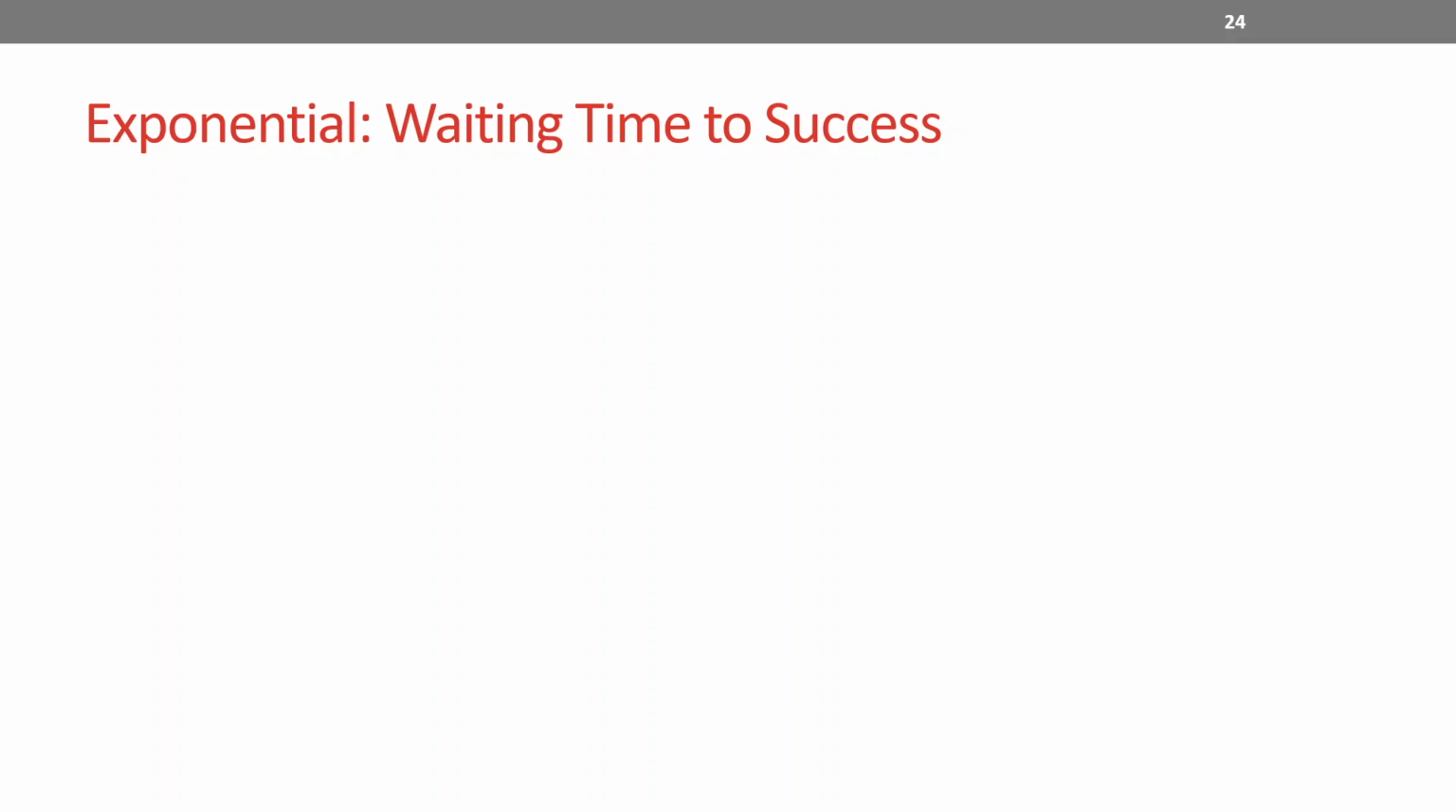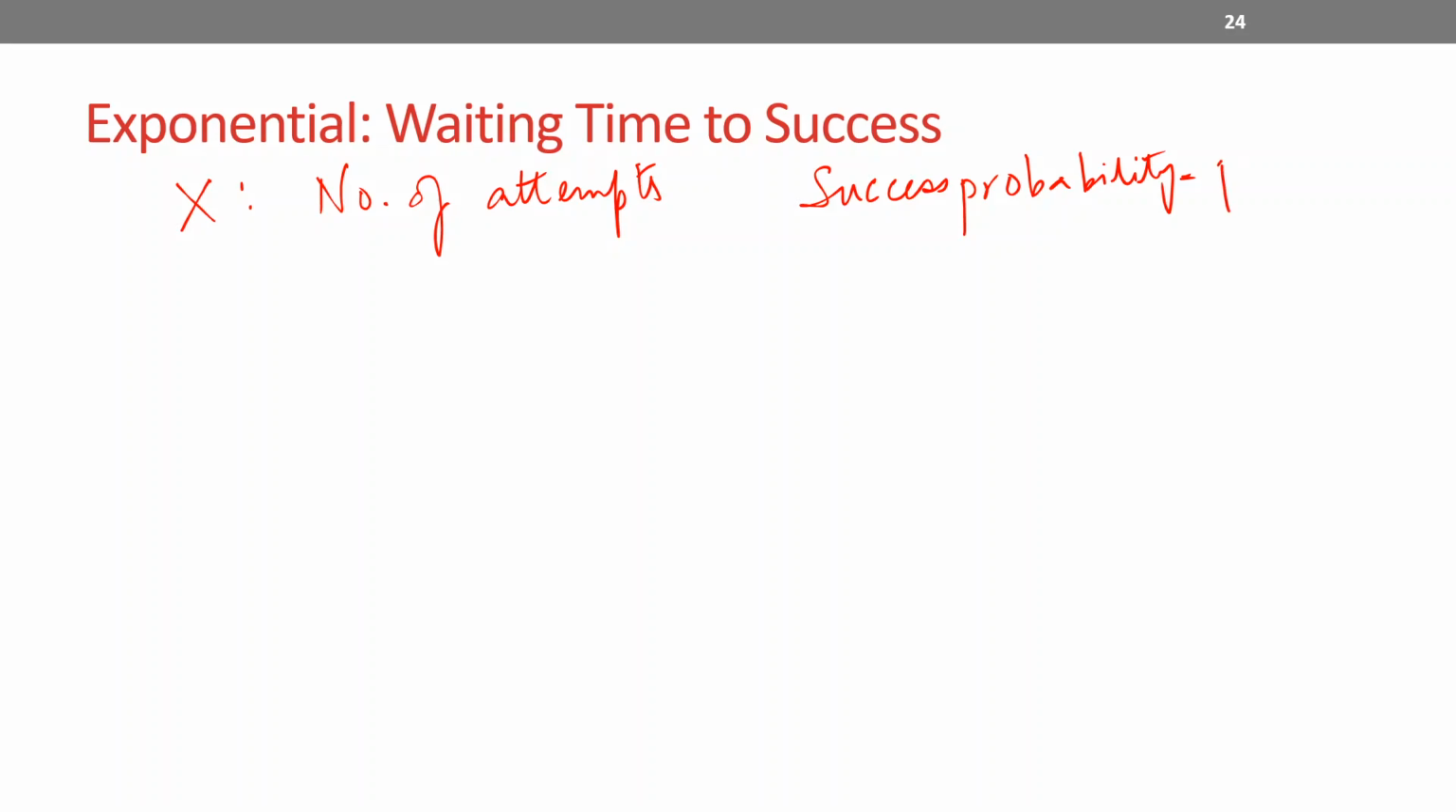Okay, so let's write down a few things. Let me again assume x is the number of attempts you make. This is my random variable, the number of attempts that you make, right? And now let's compute the probability of x, such that I know that in each attempt my success probability is known. Right, so that success probability is p, so obviously my failure probability is 1 minus p.